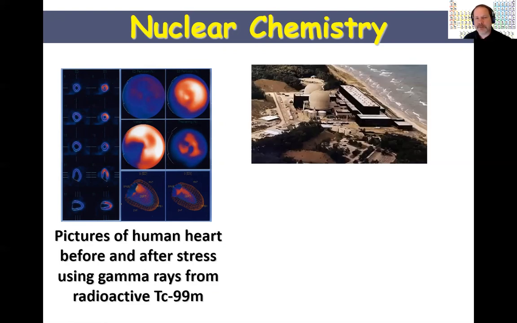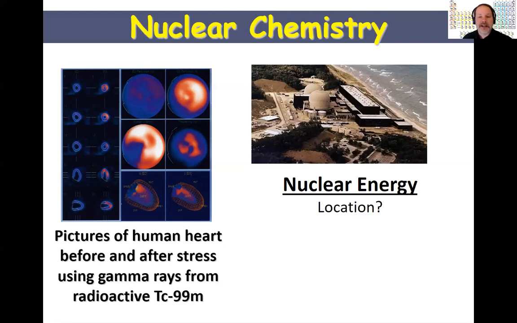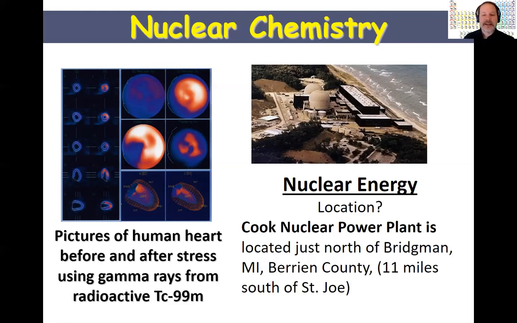Secondly, nuclear chemistry is a very critical component to power consumption and production for the world. It's more or less important depending on what country you're in, and there are a lot of issues associated with that. We have a nuclear power plant not too far from here. I was able to visit a few years back the Cook Nuclear Power Plant, located in Bridgman, just 11 miles south of St. Joe on Lake Michigan, not too far from Berrien Springs, Michigan, where we're located.